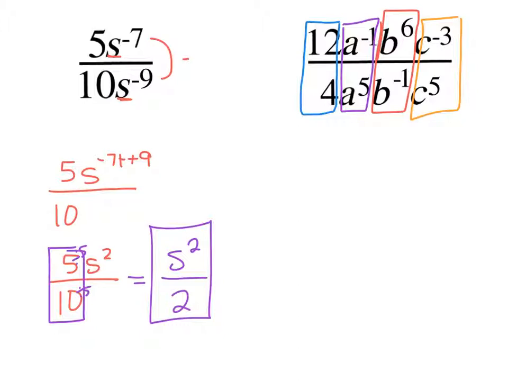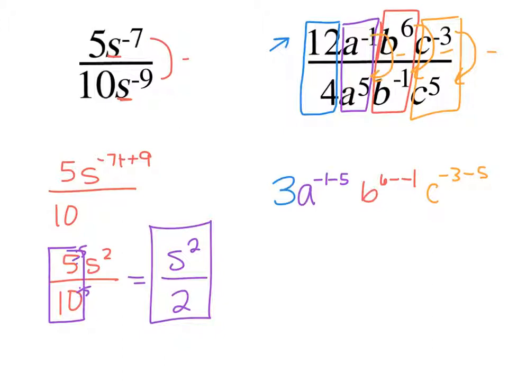If we take 12 divided by 4, I get a 3, and it would be in the numerator. And then also in the numerator, I'm going to put my other stuff. I'm going to have a to the -1 minus 5, b to the 6 minus -1, and c to the -3 minus 5. Notice you always take the top exponent minus the bottom exponent. Top minus the bottom always.